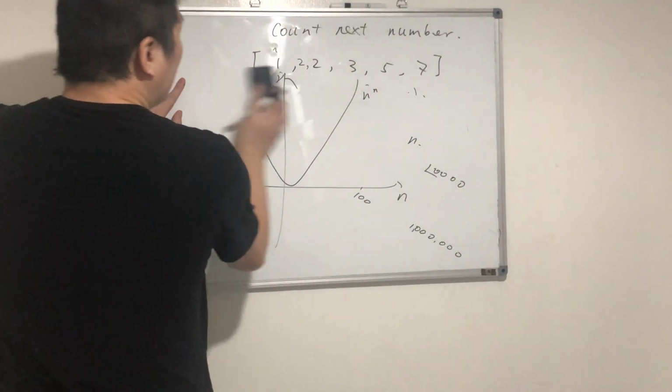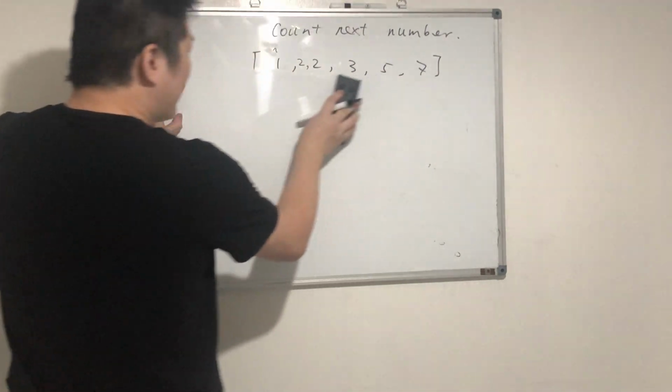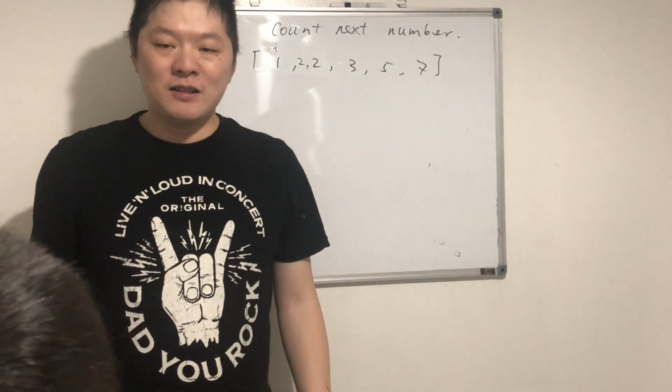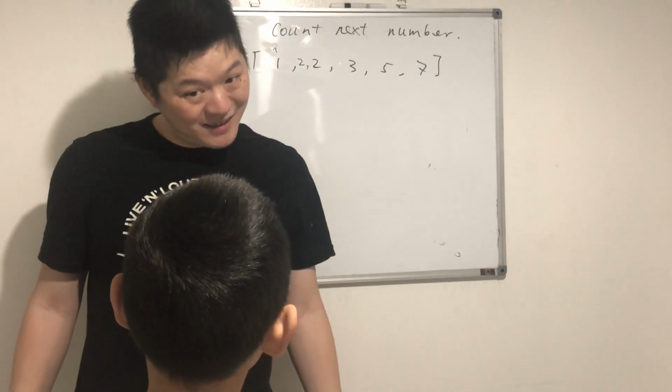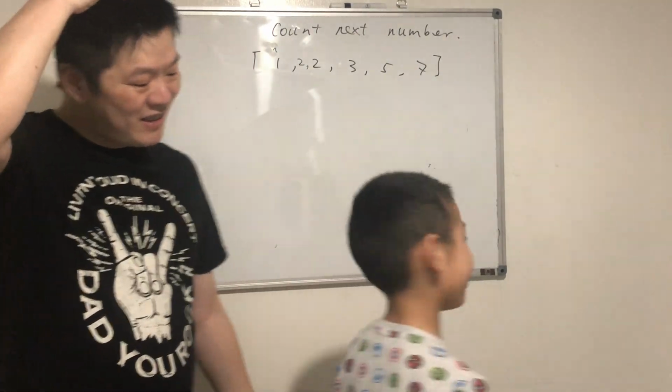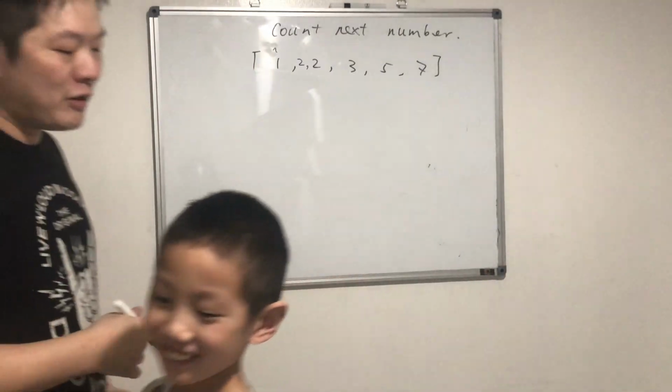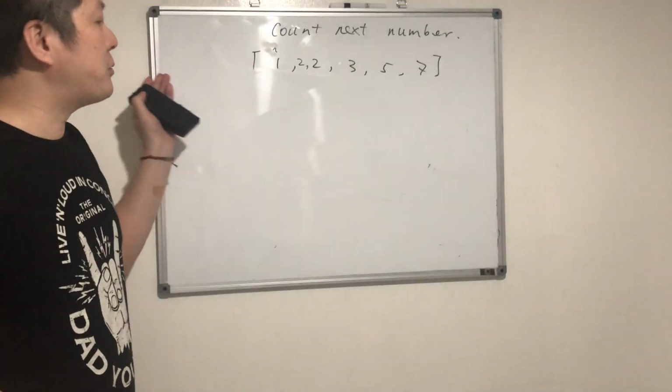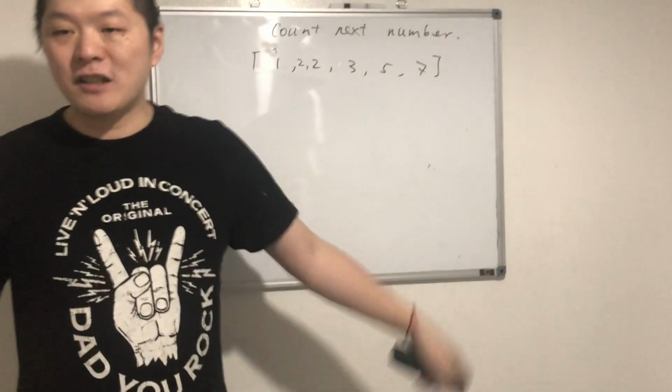Okay, so how can we do better? I'll give you a hint. The notebook. We put one in the notebook. Because we can go through these numbers and then put them in the notebook. Yeah?